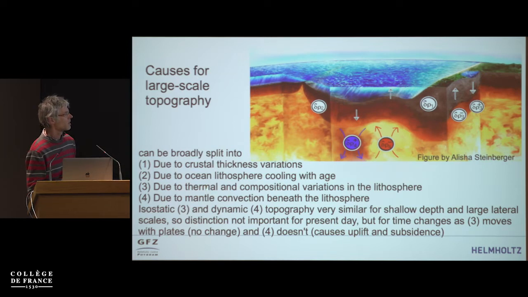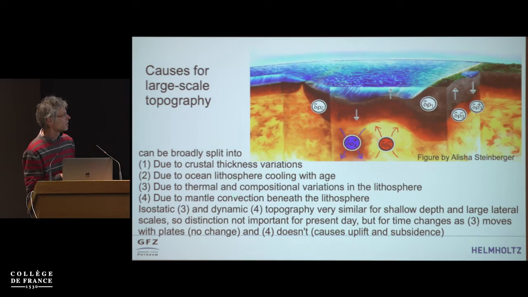Thirdly, there are thermal and compositional variations in the lithosphere. Because the lithosphere is basically isostatic, some people would exclude this, but I keep it in my definition of mantle-derived topography. So it may not be good to call it dynamic topography, but mantle-derived topography, because in order to exclude it, you would need to know how thick the lithosphere is, which adds another uncertainty.